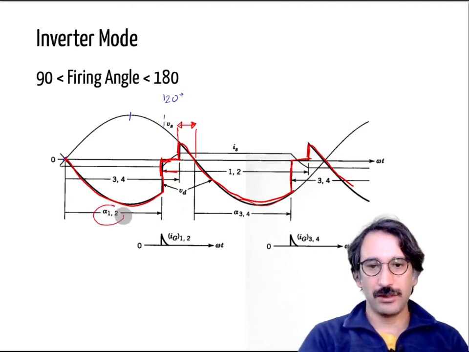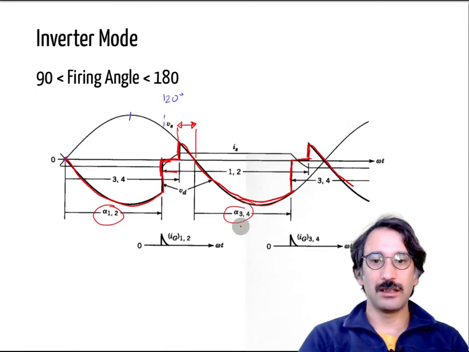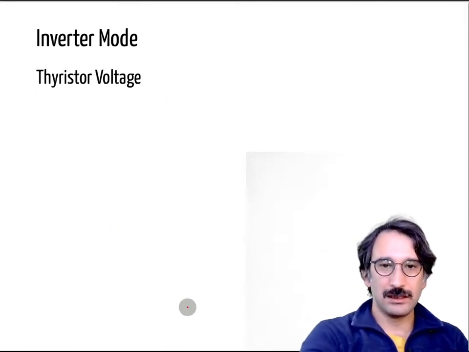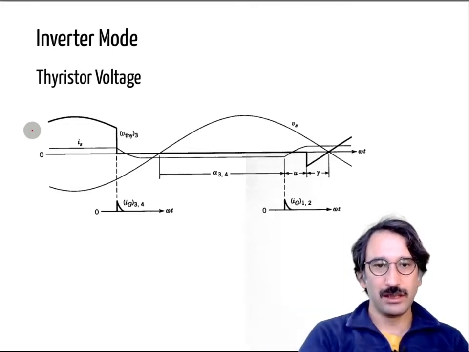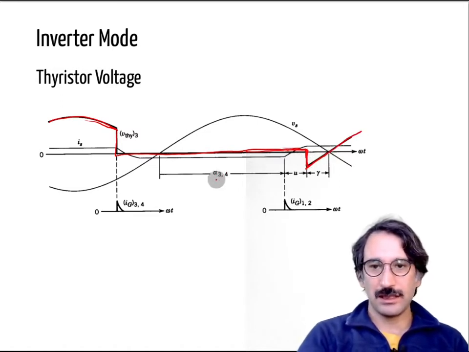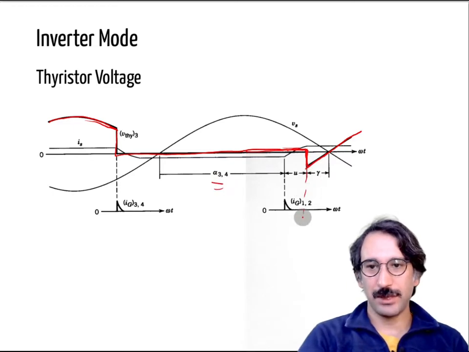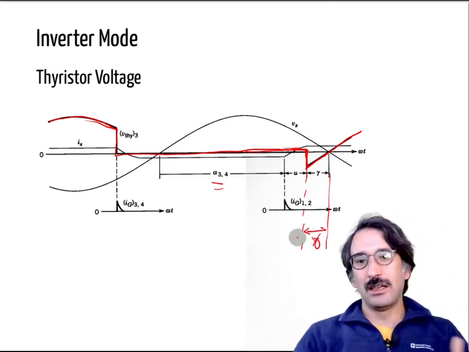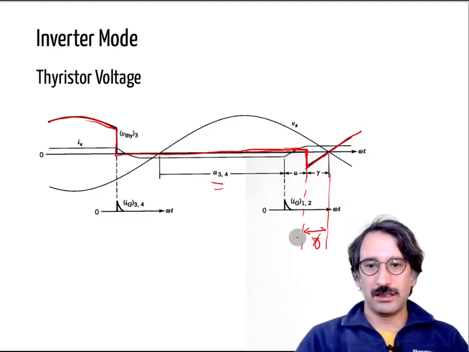Here, thyristors one and two are conducting, and here three and four are conducting. And there's the thyristor voltage. If you look at the thyristor voltage, whenever it is conducting, you have zero voltage. Then it needs to block, and just after the commutation ends, it gets into some negative region. Then it is forward biased again, right? So these are the conducting thyristor periods. You have that amount of time for the thyristor to reset itself, as the current comes to zero.